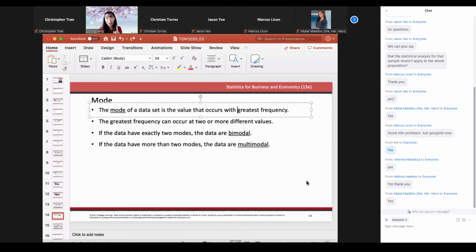Sometimes you have one value showing up with the highest frequency. Sometimes you have exactly two numbers with the highest frequency. Sometimes you have more than two modes, or more than two numbers showing up with the highest frequency. Those are all okay. You just report that, right? Because this is descriptive statistics. You just describe what the highest frequencies are.